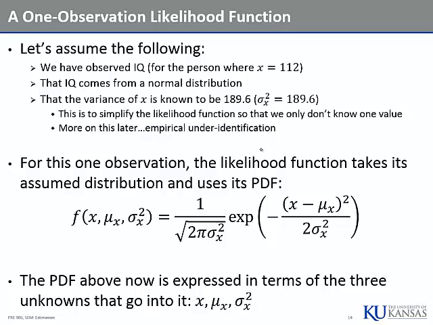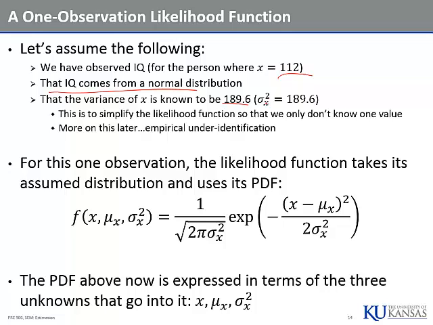So let's consider this for one observation. Here's a one-observation likelihood function. This is not the sample yet. This is just one person. But this is how the process works once we go from one person to the sample. Let's assume that we have observed the IQ for this person. And furthermore, we know this person's IQ is 112. And we assume that it comes from a normal distribution, and we have a variance of 189.6. We're just making the variance known so that we can find a height to it.